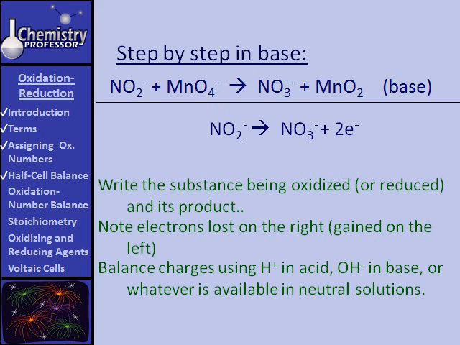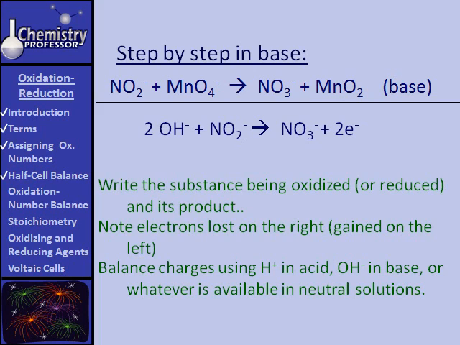Now we balance the charges using hydrogen ion if it's an acid, but it isn't, it's in base. So we use hydroxide ion. We'll come to the neutral solutions in a minute. So we're going to use hydroxide ions to balance the charge. Now what's the charge? Well, on the left the charge is a -1. On the right the charge is a -3. So we have to pick up 2 more negative charges on the left. So we use 2 hydroxide ions. Now the charges are balanced.